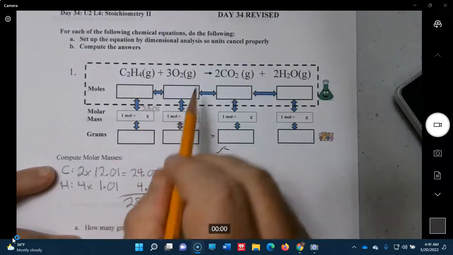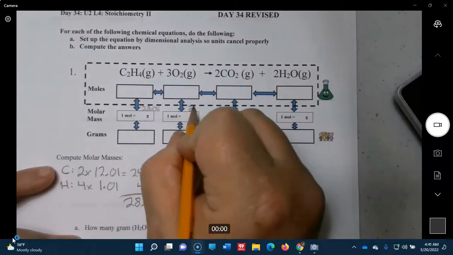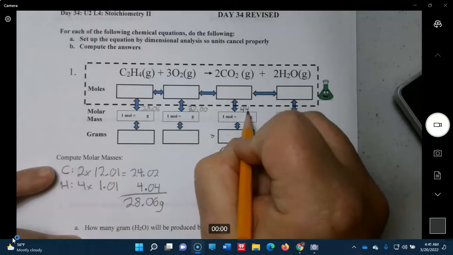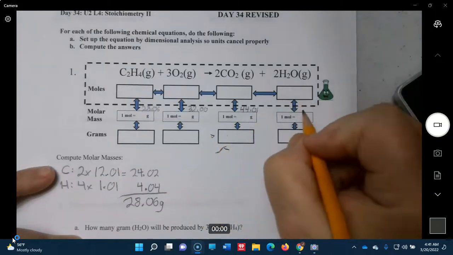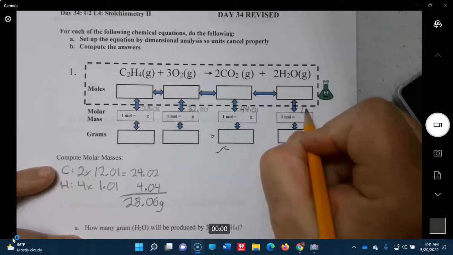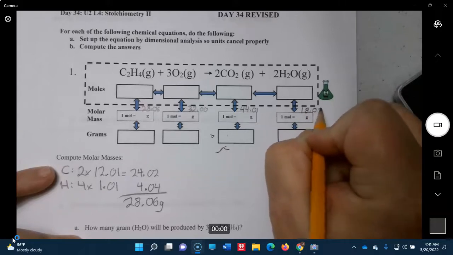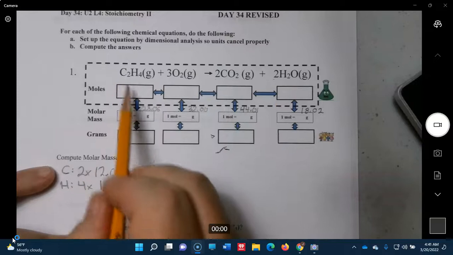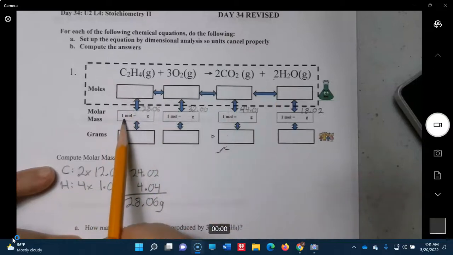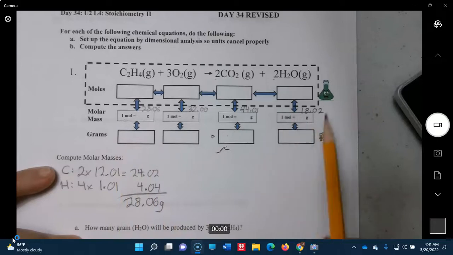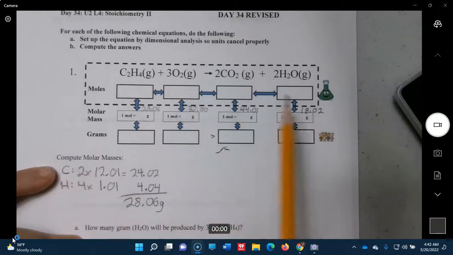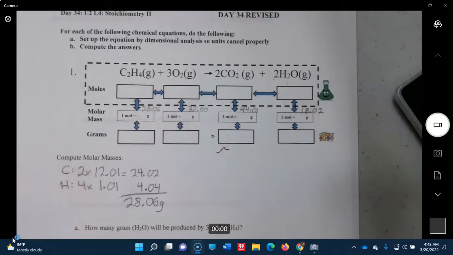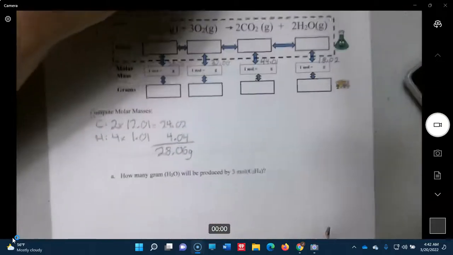Now I'm going to move ahead. O2 is 32. CO2 is 44. And H2O is 18. These are all grams per 1 mole. Don't get confused by the moles up here. They don't have anything to do with molar mass. Molar mass is always 1 mole. So for water, no matter what problem you do with water in it, H2O, 1 mole equals 18.02 grams. Okay, let's move on.